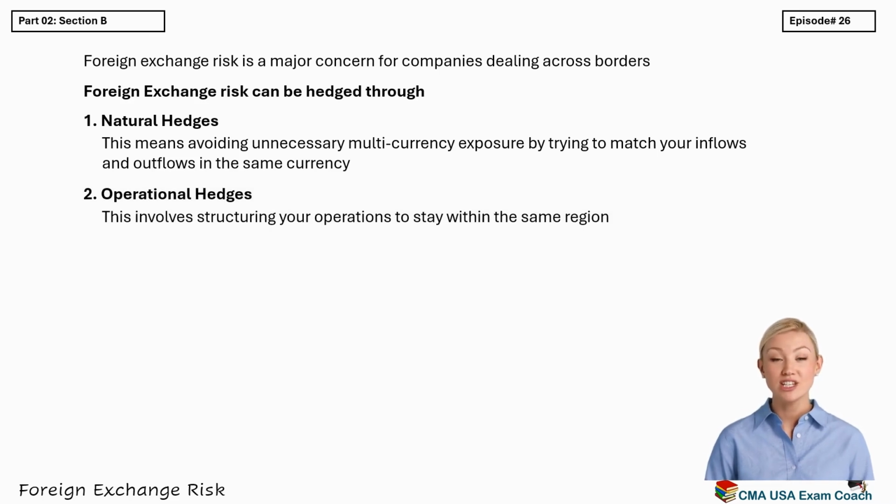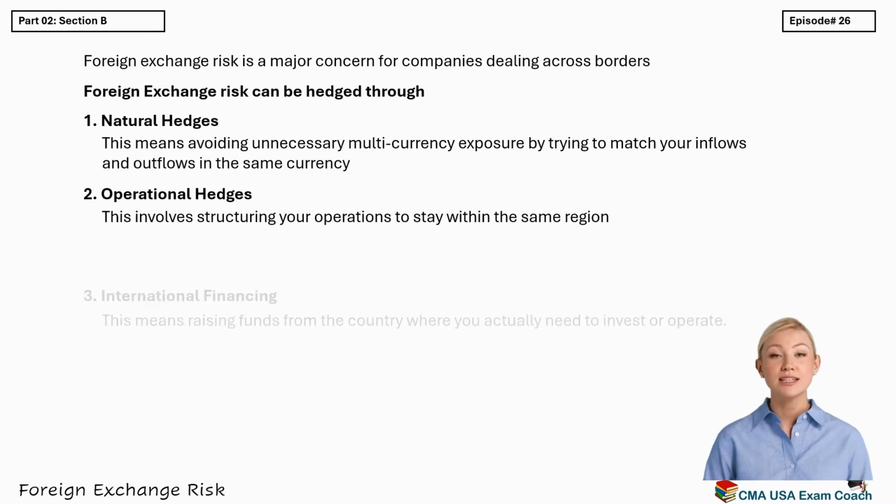Second, we have operational hedges. This involves structuring your operations to stay within the same region. Let's say your major customers are based in China. Instead of manufacturing in a different country and dealing with currency conversion, you could manufacture the product in China itself, using local labor and materials. This localizes both revenue and cost in the same currency, minimizing foreign exchange exposure.